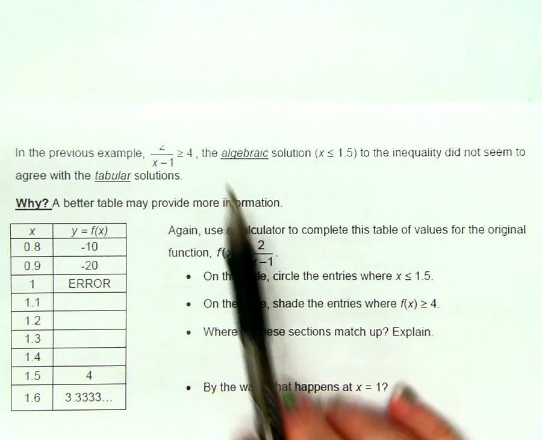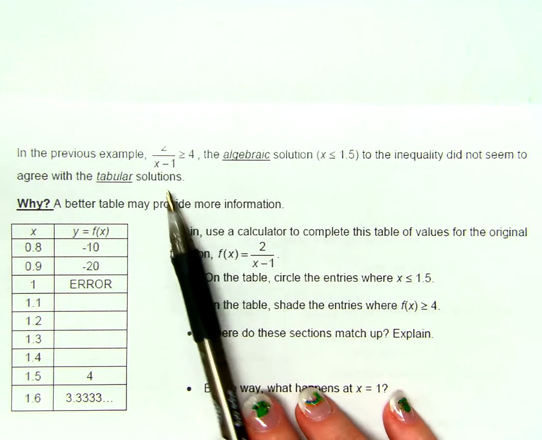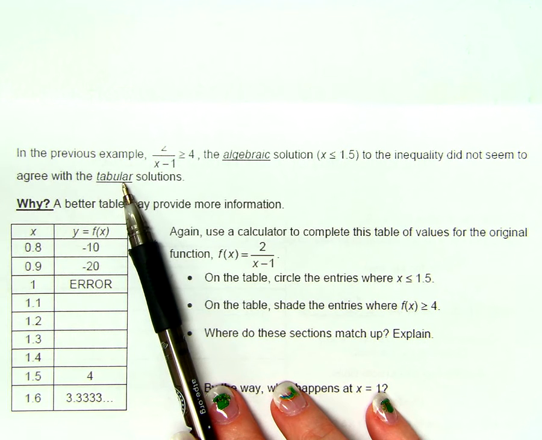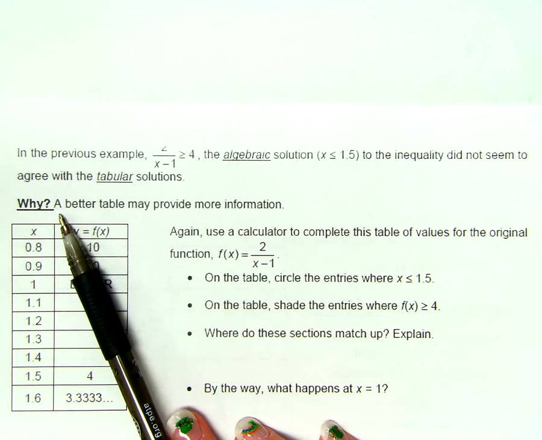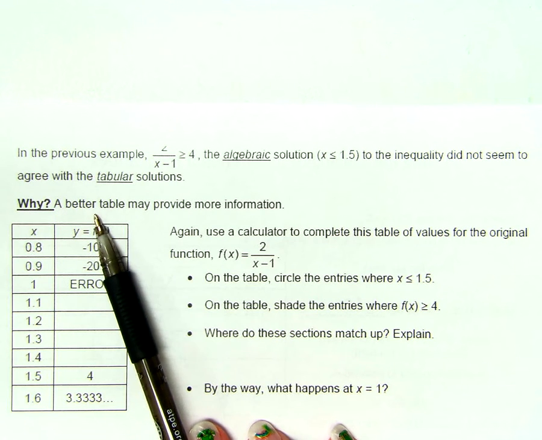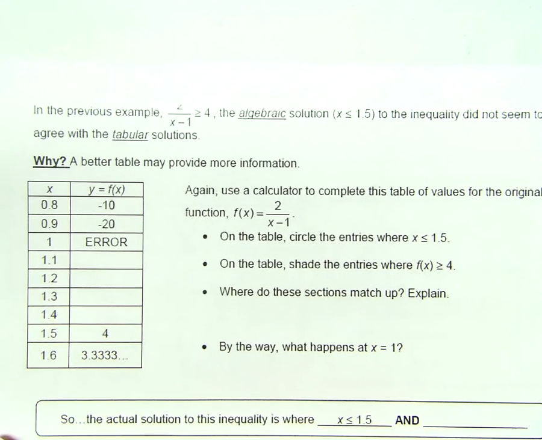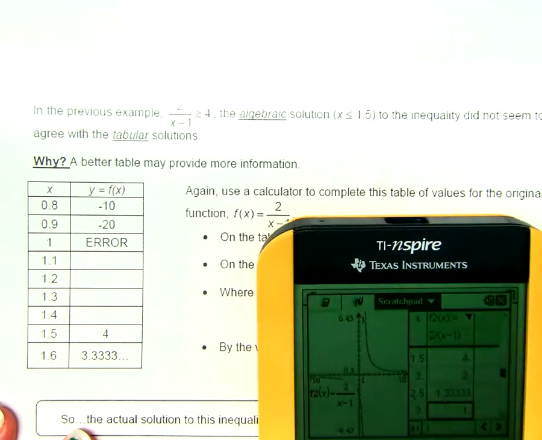In the previous example, the algebraic solution to the inequality did not seem to agree with the tabular solution. What does that mean? With the table, right? The algebraic solution didn't match the table. Well, we want to know why. A better table may provide more information. So we actually need to go into our table. We still have the same values in there, right? But let's go into the table.